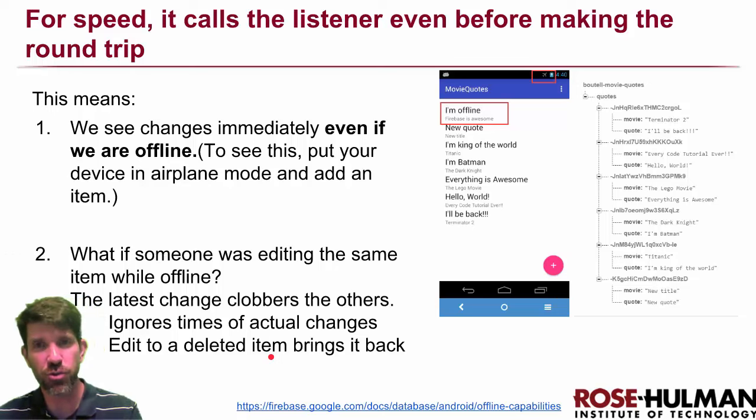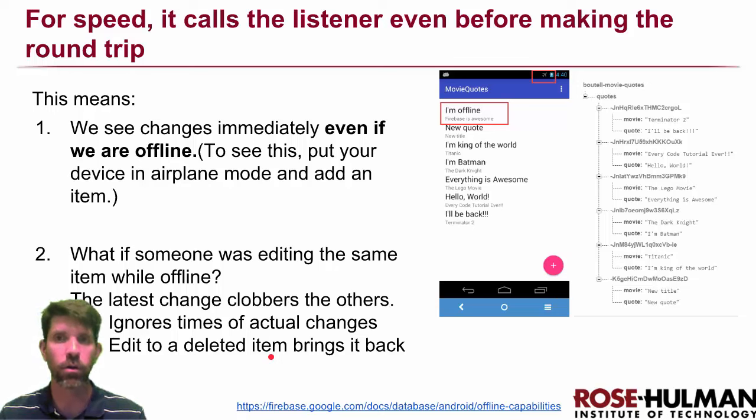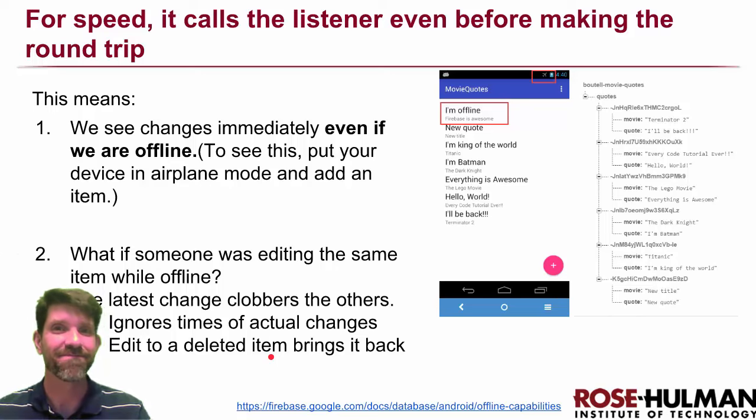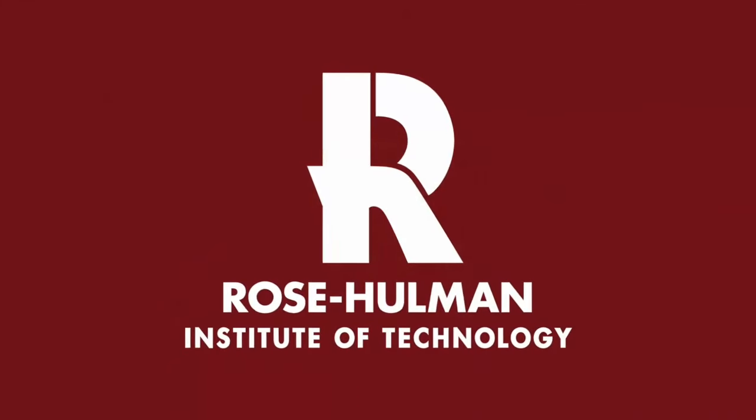Now, this isn't true offline capability, because if I were to actually stop my app without going back online, it would actually kill those changes, right? So they're just sort of temporary. But there are ways to get true offline capabilities, and we'll see that at the end of this unit, right? So that is it. We'll see you next time.